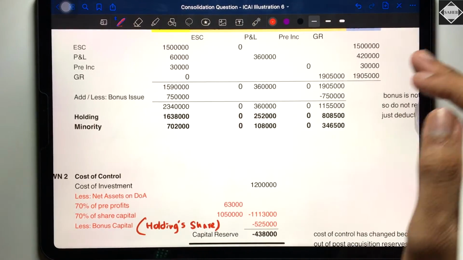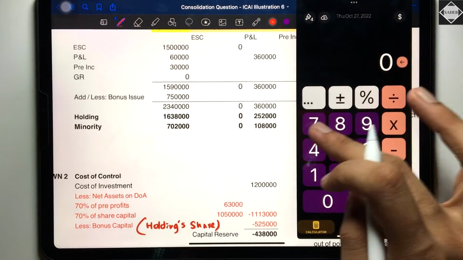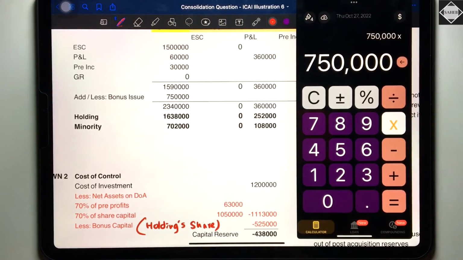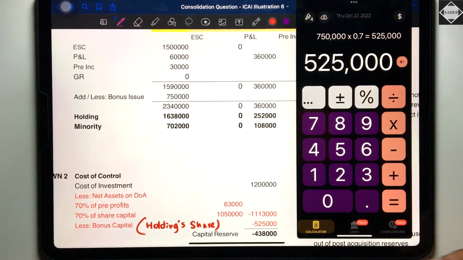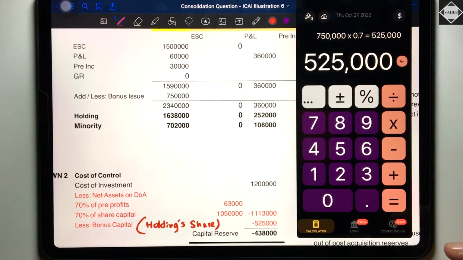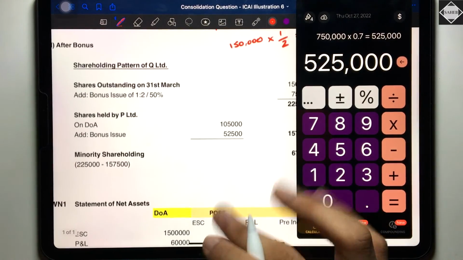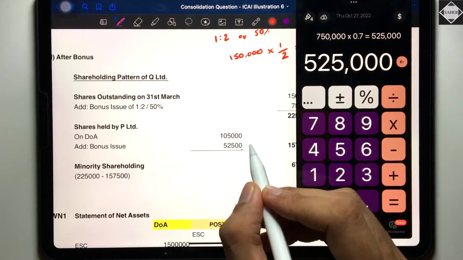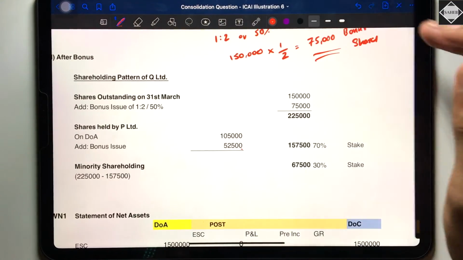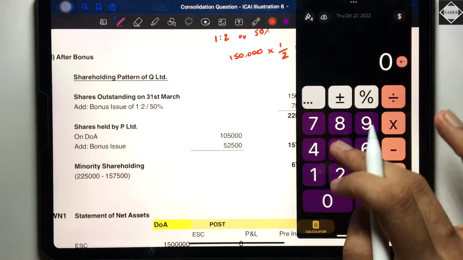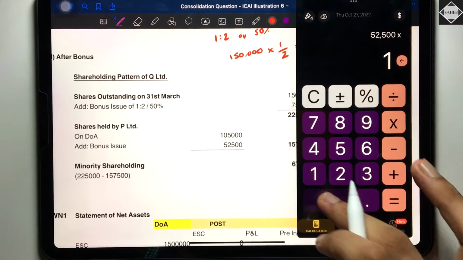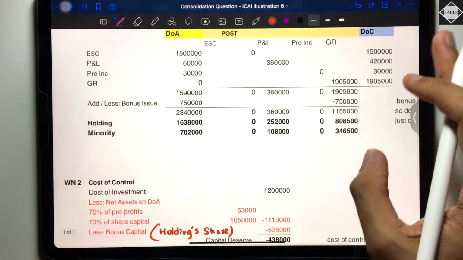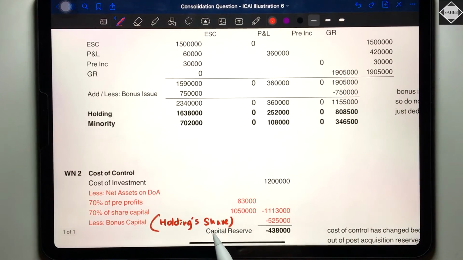So the total bonus was actually 7,50,000. But can you take the entire 7,50,000? No, only the holding share, that is into 0.7, that's equal to 5,25,000. We saw in the shareholding pattern, see here, how much bonus did they get? Holding got 52,500 bonus shares, right? So 52,500 into 10, that's equal to 5,25,000. So 5,25,000 bonus you will subtract.